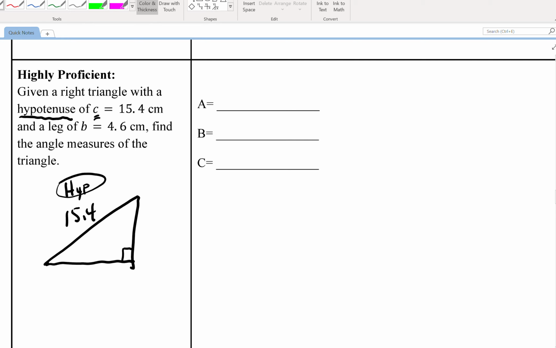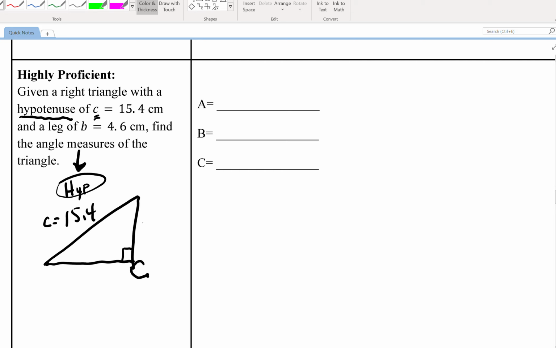You want to call it C, that's fine. Typically this would be big C, this would be lowercase c. That's not super important right now, but if you want to label it, that's fine. The important thing is that you're labeling it as the hypotenuse. And then a leg B of 4.6. It doesn't matter which one you choose. Choose one. We'll just go with whatever.